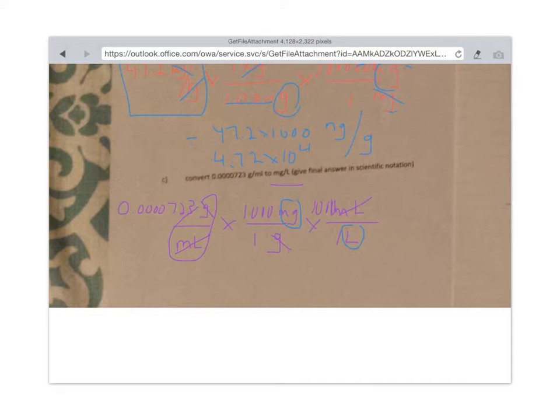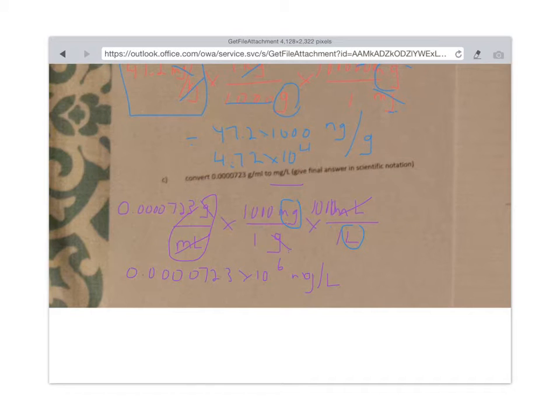And I just need to figure out the numbers. So I've got 1,000 times 1,000. That's 10 to the 3 times 10 to the 3, which is 10 to the 6. So that's going to leave me with 0.000723 times 10 to the 6 milligrams per liter.